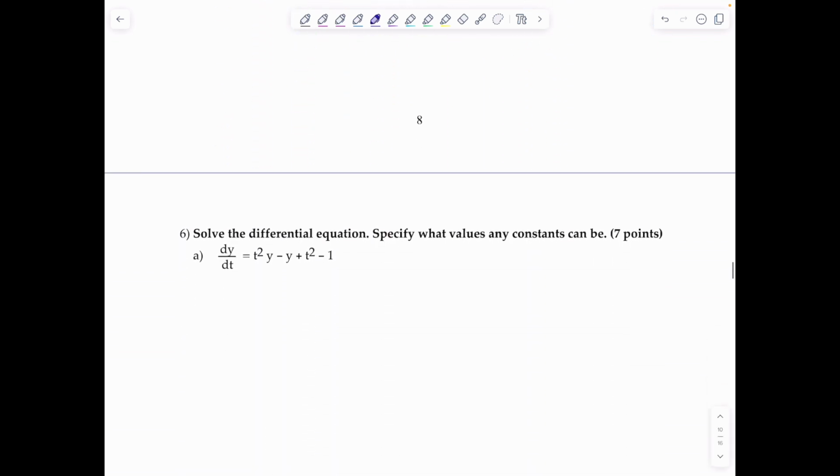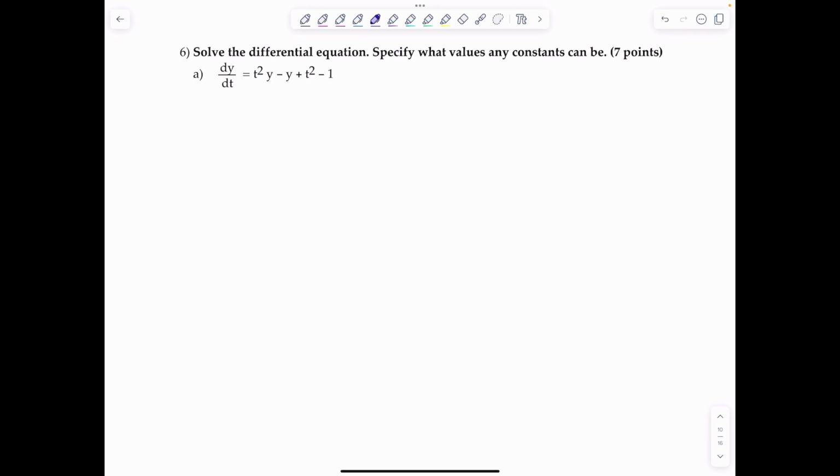Very nice. Okay, next, solve the differential equation. Specify what values any constants can be. So here we have dy/dt equals t squared times y minus y plus t squared minus 1.